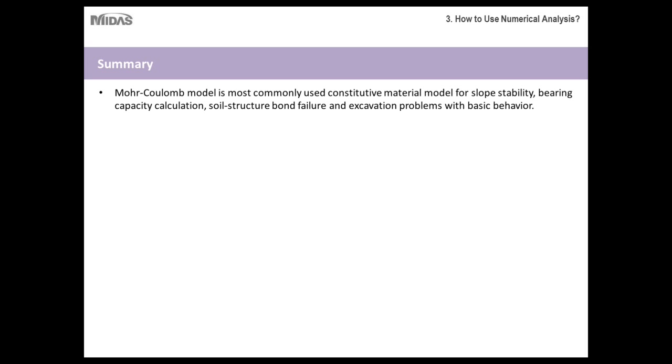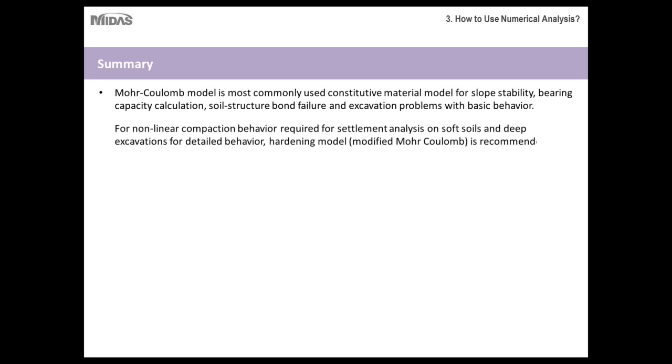So this brings us to the end of chapter 3, and let's quickly go over the summary, the points that we learned in this chapter. So Mohr-Coulomb model is most commonly used constitutive material model for slope stability, bearing capacity calculation, soil structure bond failure, excavation problems with basic behavior. For nonlinear compaction behavior required for settlement analysis on soft soil, and deep excavation for detailed behavior, hardening models such as modified Mohr-Coulomb is recommended.